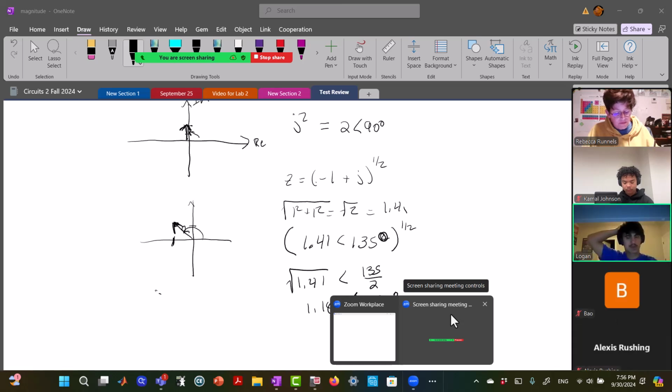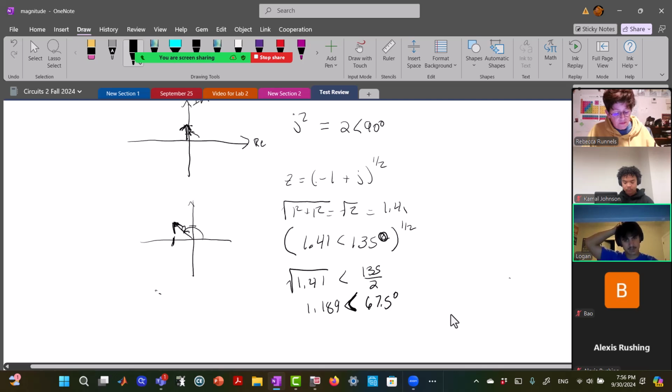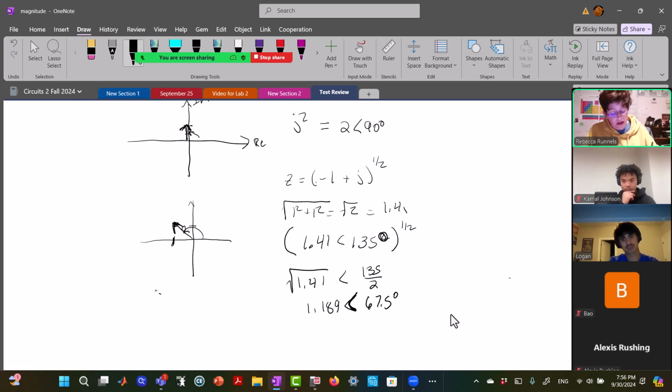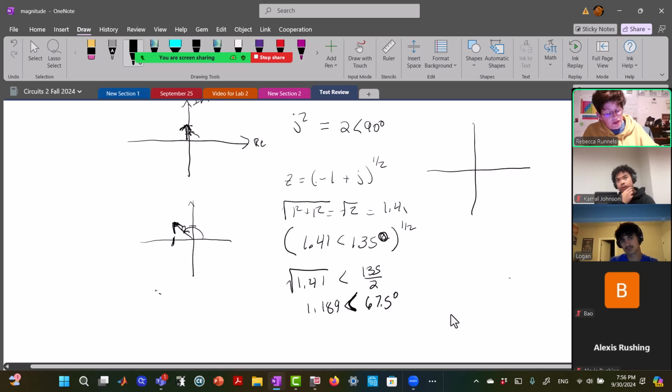You just got 135 from doing the tangent inverse? No. I did it by just thinking about it. I'll show you how to do it with tangent inverse, because it would not give me the right answer. So I knew that since this was 1 and 1, that this was a 45-degree angle. And so this is 90 and this is 45, and 90 plus 45 is 135 degrees. So I just did it like that.